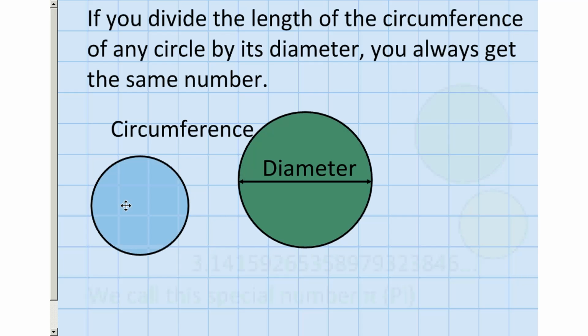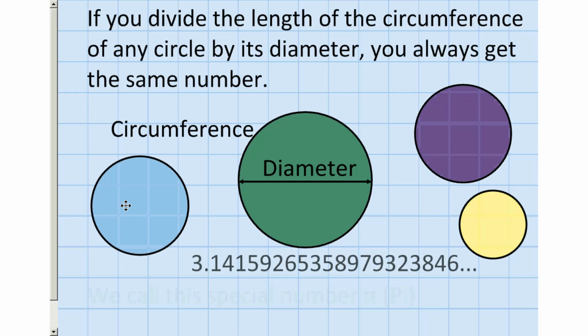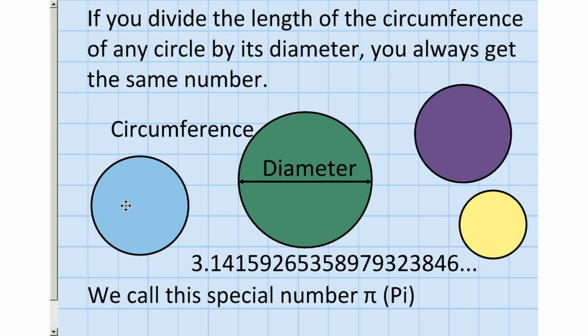No matter how big or small your circle is, that number is always the same, and it will always be this number, 3.14159265... and so on. It's a very special number that goes on forever and never repeats, and we call this special number pi. So Greek letter P for perimeter.